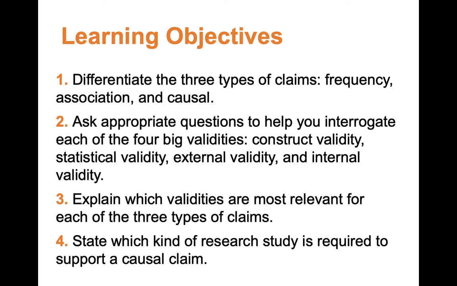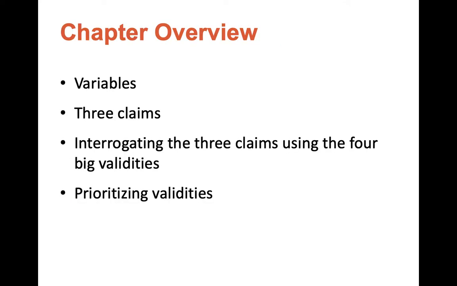Explain which validities are most relevant for each of the 3 types of claims, and then state which kind of research study is required to support a causal claim.